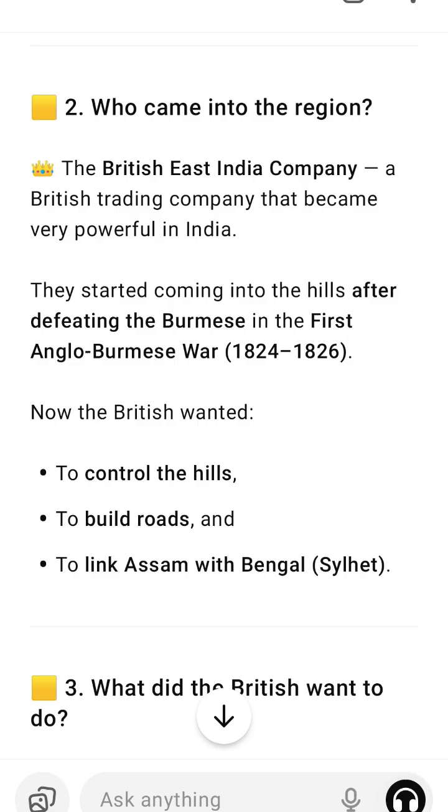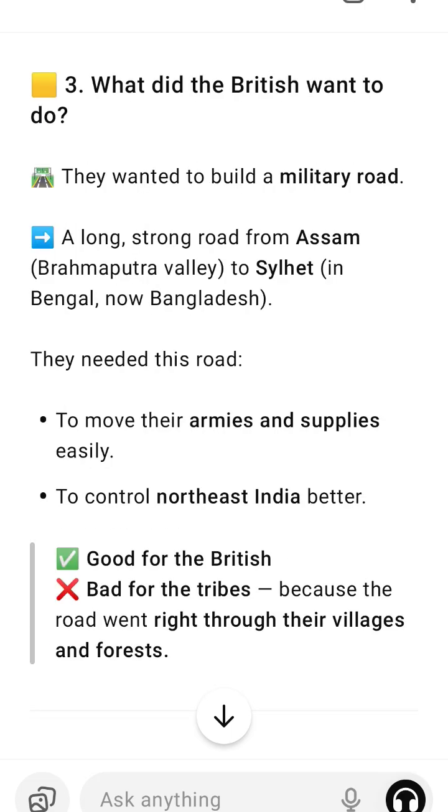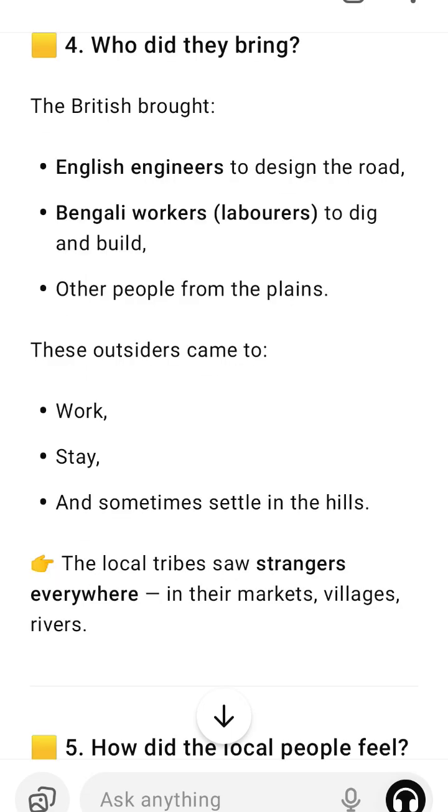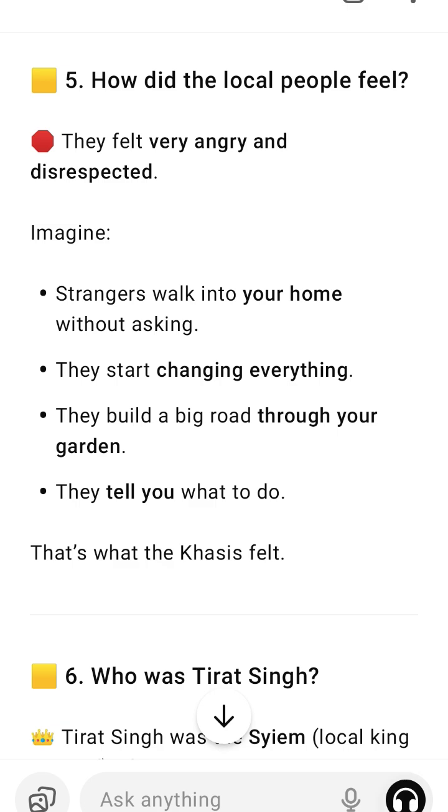1. Background: British expansion in the hills. After the First Anglo-Burmese War, 1824-26, the British East India Company gained more control in the northeastern part of India, especially in Assam and nearby areas.